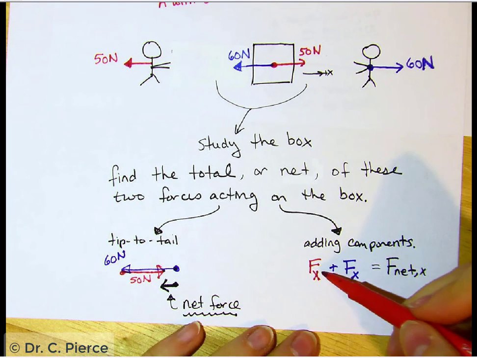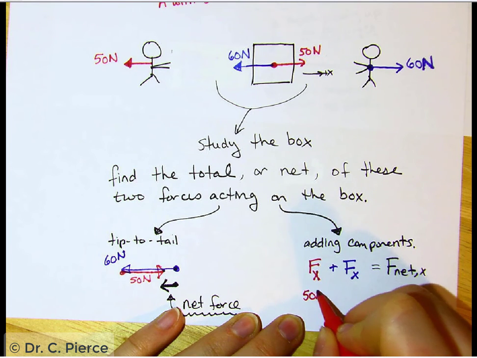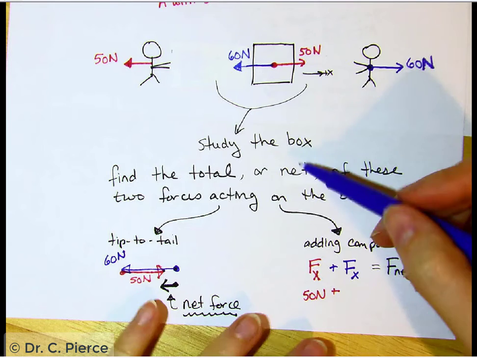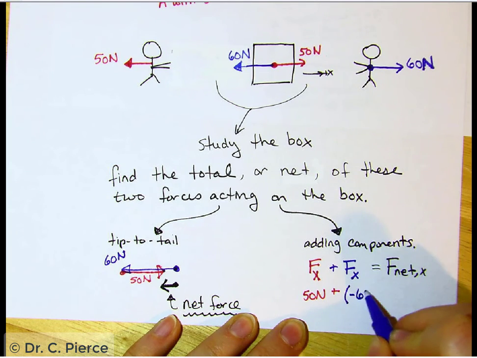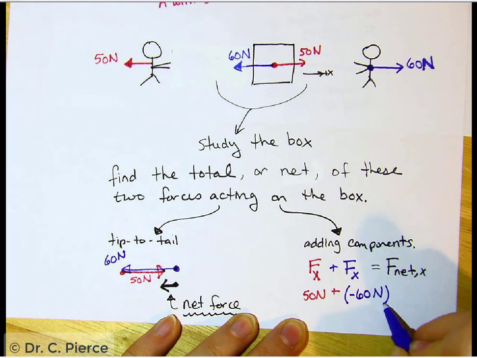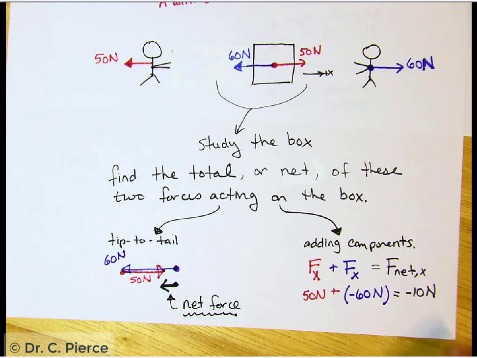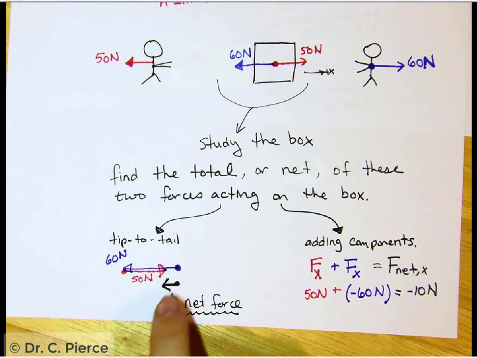We had said that this we could call a positive 50 newtons. And then we add on 60 newtons, but it's in the negative direction. So I'm going to say negative 60, which ends up being negative 10 newtons, or 10 newtons to the left. And can you see here then that this black arrow also represented 10 units, and it was also pointing to the left.